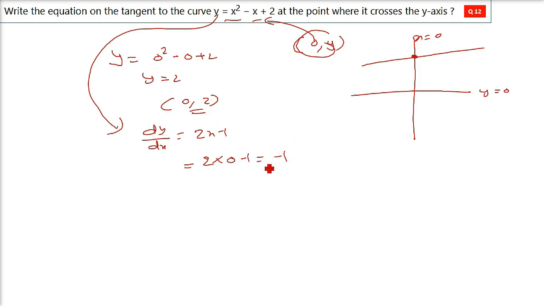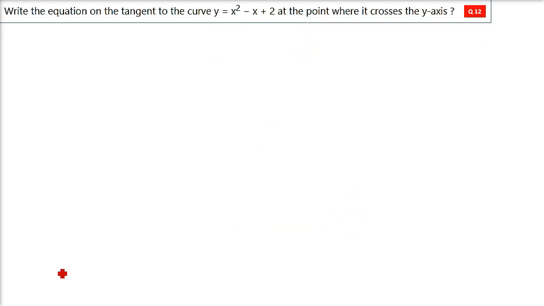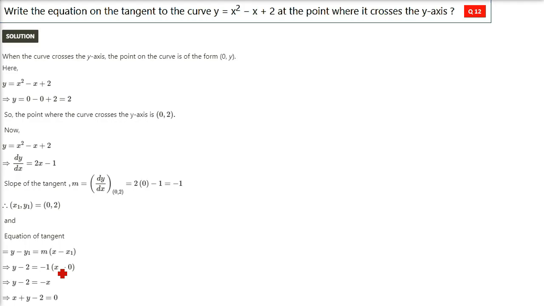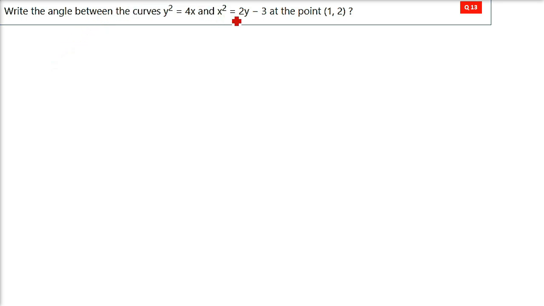Now formulate the equation. It is going to be y minus y1 equals m(x minus x1). That is what we have been doing up till now. And this is the standard equation. Negative 1 is the slope, 0 and 2 are x1 and y1. So the final equation will be x plus y minus 2 equals 0. So this is the reference solution you can follow. As I said, this exercise has very similar and simple questions. Write the angle between these two curves at the point 1 and 2. See, there is no angle between curves.